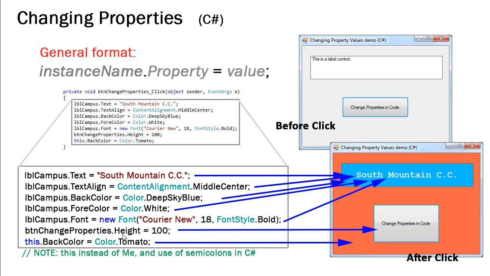Then we're going to change the height property of our button to 100 pixels. We'll see that button expand. And then finally, I changed the back color of the form itself. And in C#, we reference the form by the word this. And we'll see in a minute here in VB, we use the word me instead of this. So you can see the examples here of before the click and after the click. You can see how the label has changed, and how the button has changed, and how the form has changed.